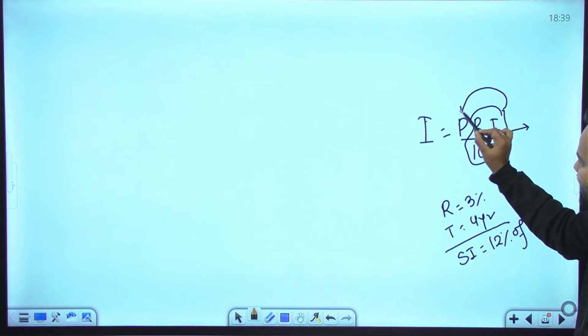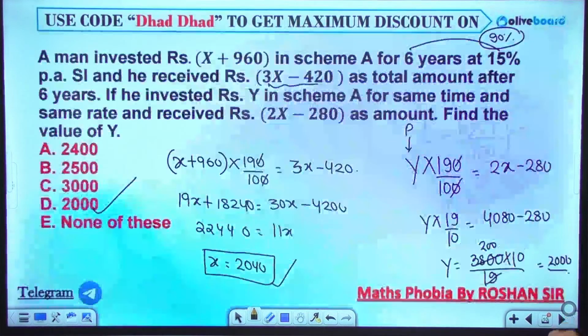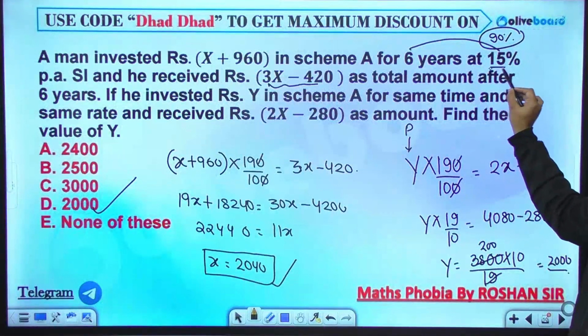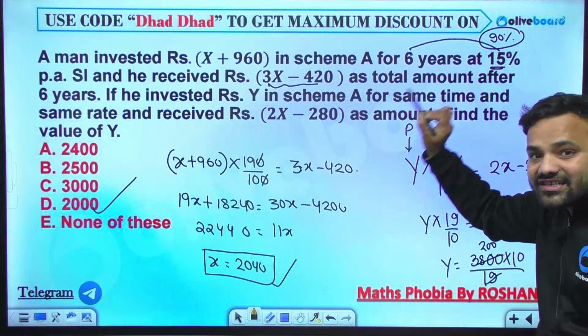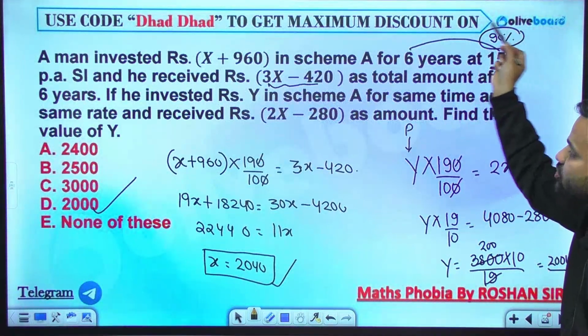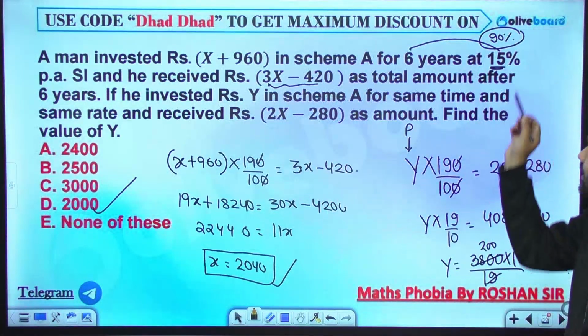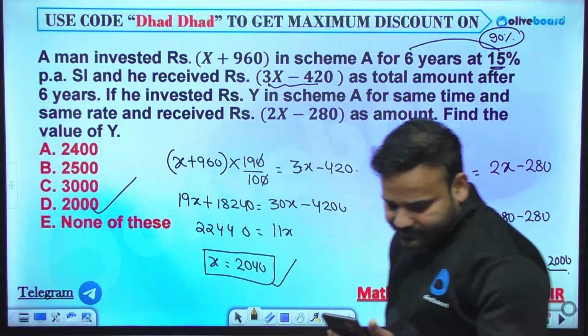So in simple interest directly you multiply the rate with the tenure. Here the rate was 15%, tenure was 6 years. 15 times 6 is 90%. 90% was the interest. It means the amount has to be 190%. Is it clear? So that's why I multiplied over here. Is it clear, bacha?